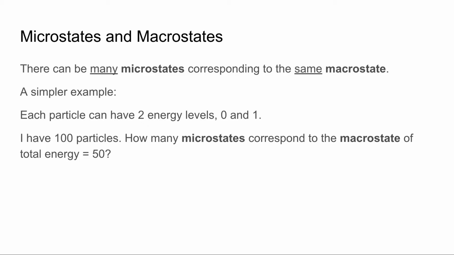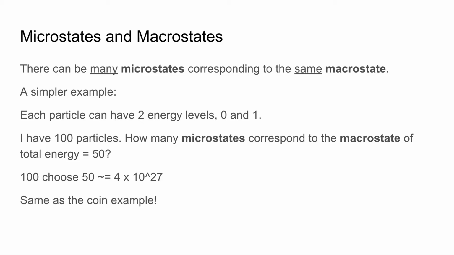But let's say I want to ask the question, how many microstates correspond to the macrostate of a total energy of 50? So the answer would be 100 choose 50, which is exactly the coin example we had just now, right?